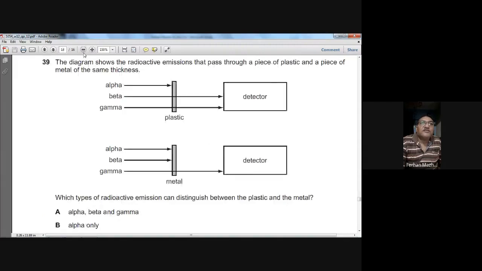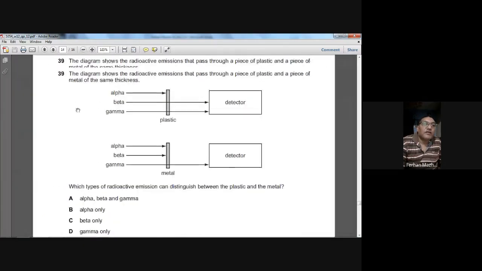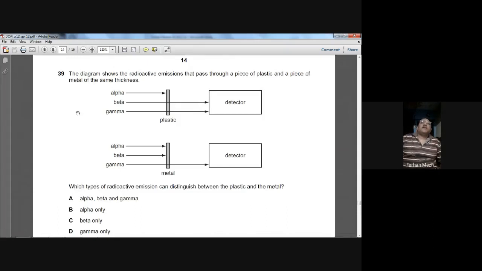The diagram shows the radioactive emissions that pass through a piece of plastic and a piece of metal of the same thickness. In the first figure, alpha cannot pass through the plastic. Beta can pass through the plastic, and gamma can also penetrate the plastic. Then a metal of the same thickness is used. Alpha cannot pass, beta cannot pass, but gamma can still penetrate the metal.